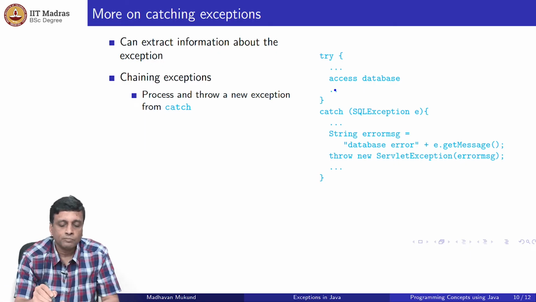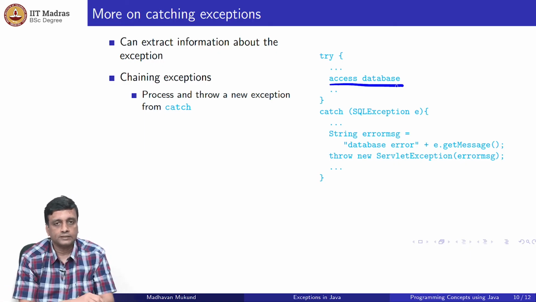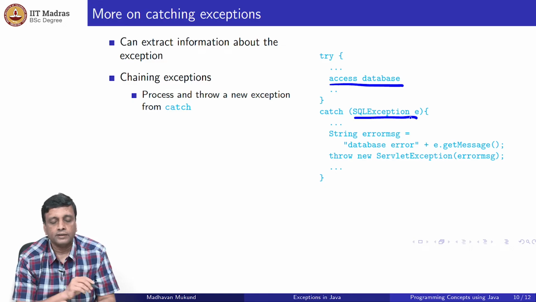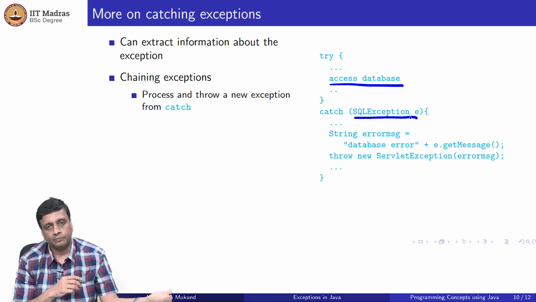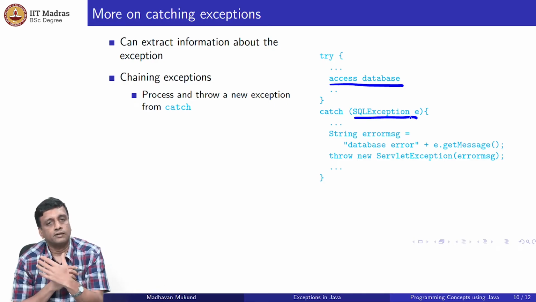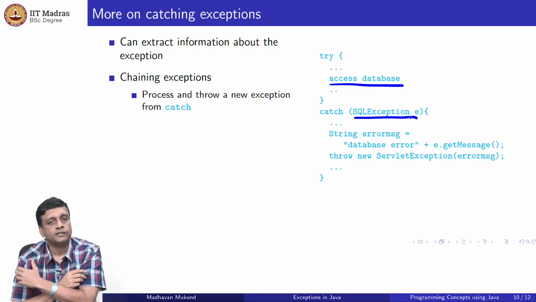So, supposing you have some code which is trying to access a database. Now, you have written some kind of a server application, a servlet as it is called. So, you get in your code some error from the database which is of type SQL exception. What you want to say is that this SQL exception that I received from the backend, from the database, I am going to pass on as a servlet exception to the function that called me.